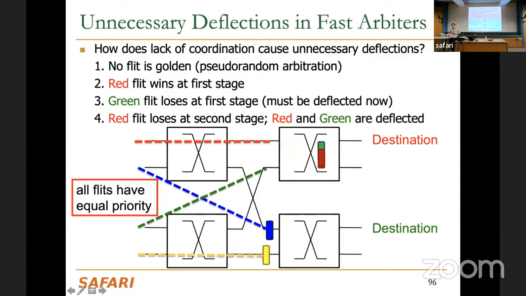Okay, and then if you look at this, the red flit loses at the second stage because of the random arbitration, so it gets deflected. And the green one is already deflected, as we know. And these two flits were not even supposed to, at least we don't show that over here. But essentially, there are cases where all flits can get deflected because of the random decision. It's a probability game at that point, basically. So that's why I think there needs to be some more improvement in router design going into the future with this sort of mindset, if you will.